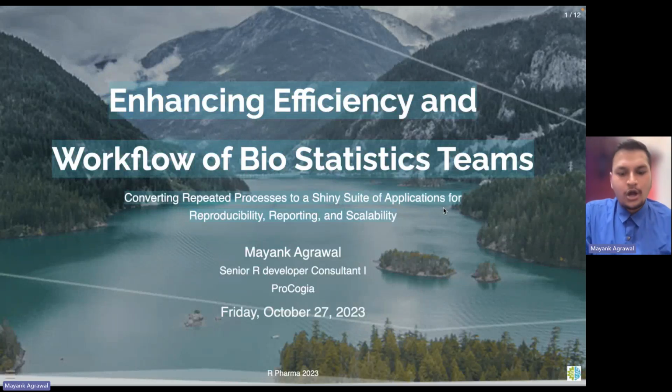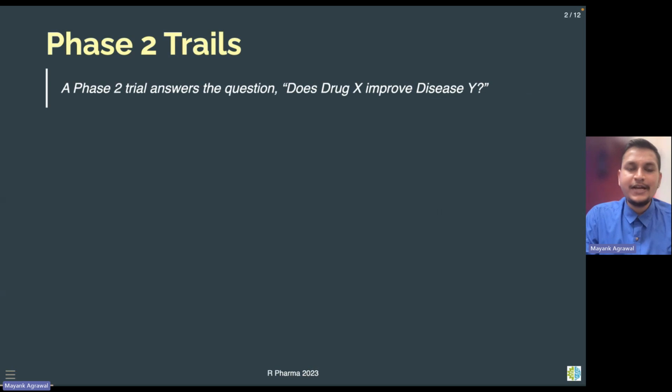So today we're going to talk about enhancing efficiency and workflow for the biostats team. This entire presentation is going to be focused on phase 2 trials, which we are going to take as a case study for the analysis.